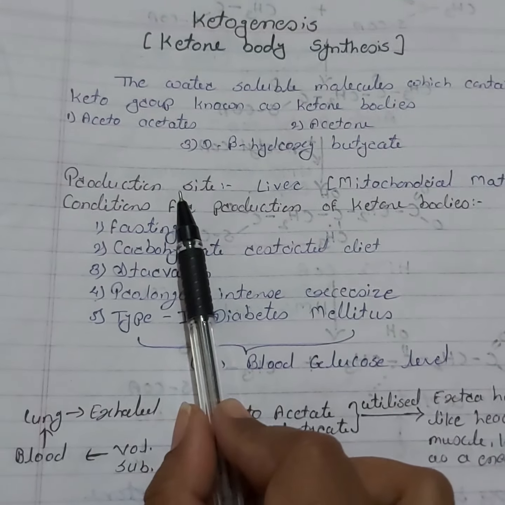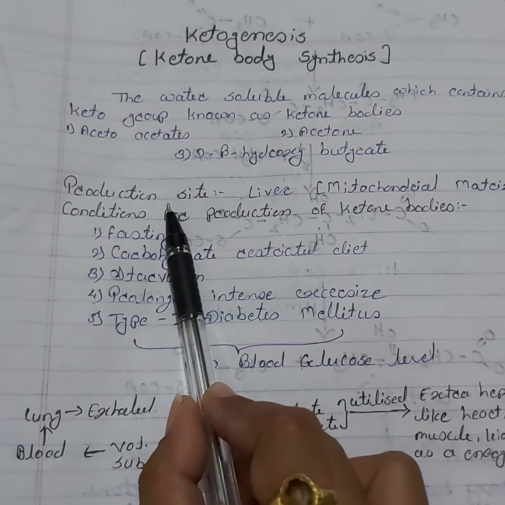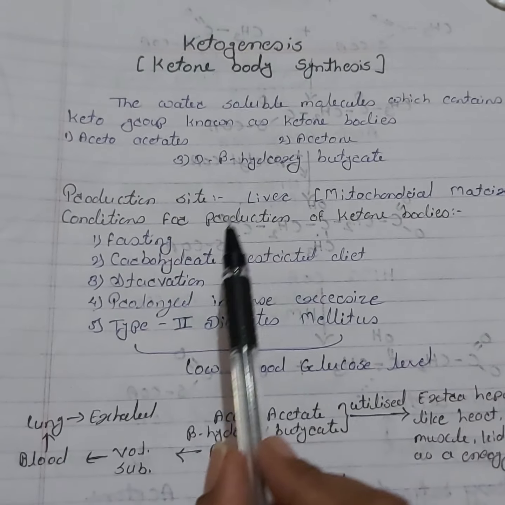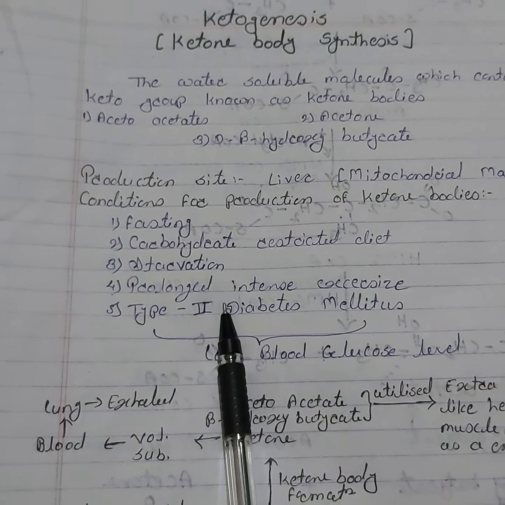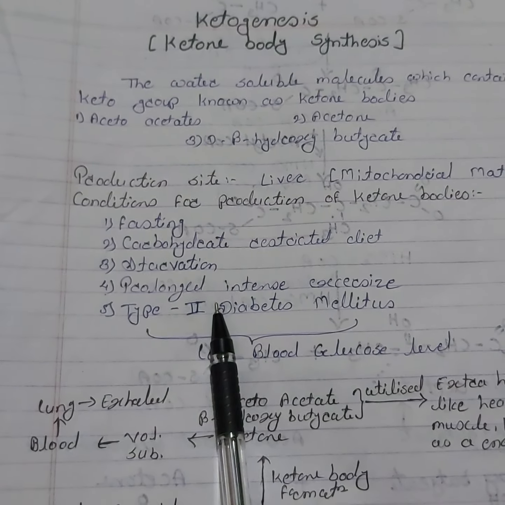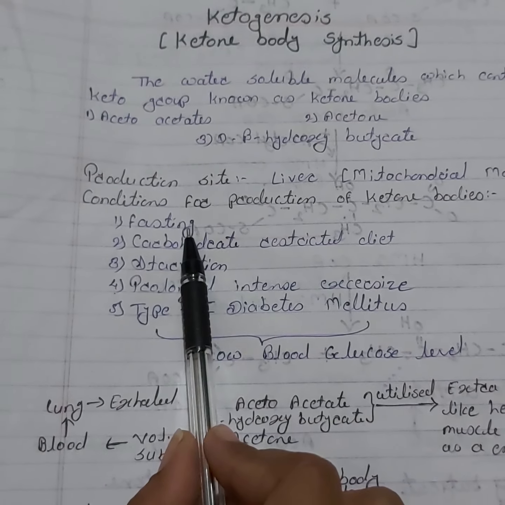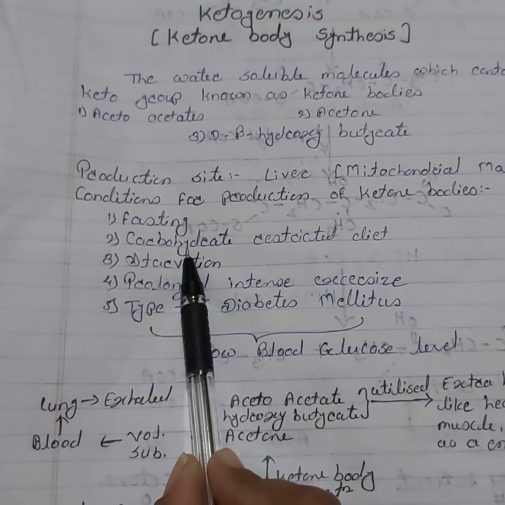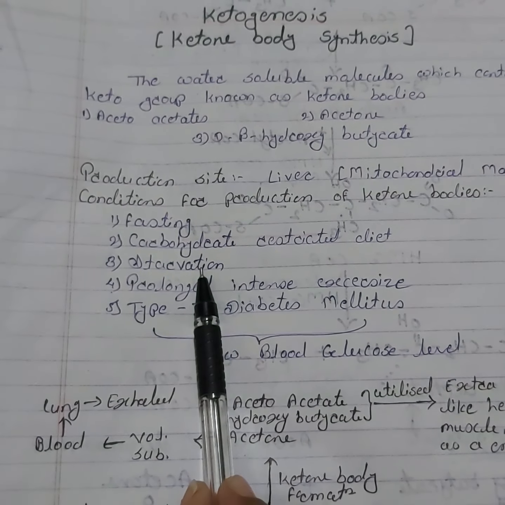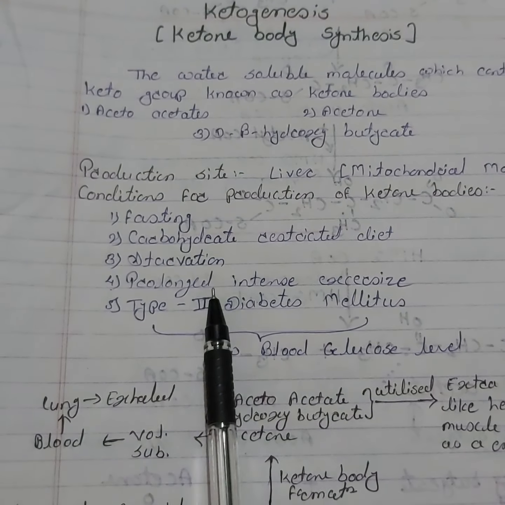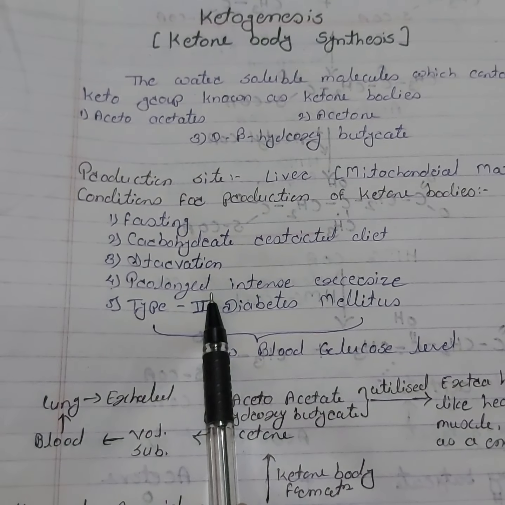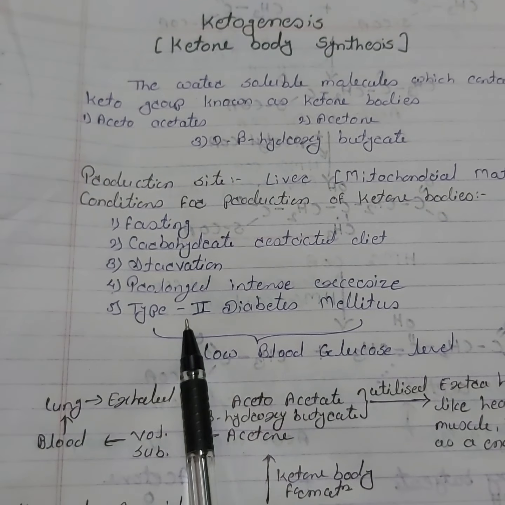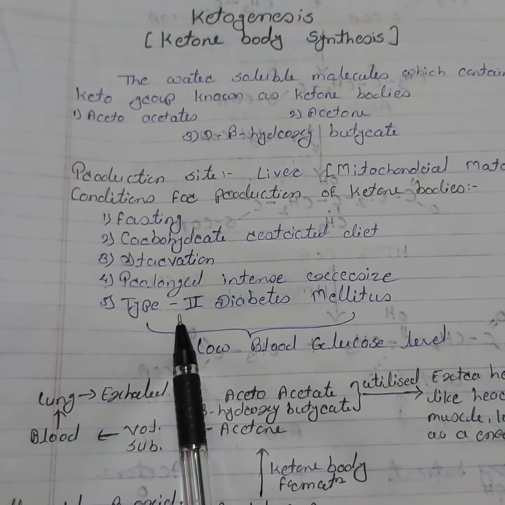Now we will see the site for production of ketone bodies. Ketone bodies are produced in the mitochondrial matrix of liver cells. Here are some conditions in which ketone bodies are produced. The first one is when a person is fasting, second is when a person is taking a carbohydrate restricted diet, third is starvation, fourth is prolonged intense exercise, and fifth is type 2 diabetes mellitus.